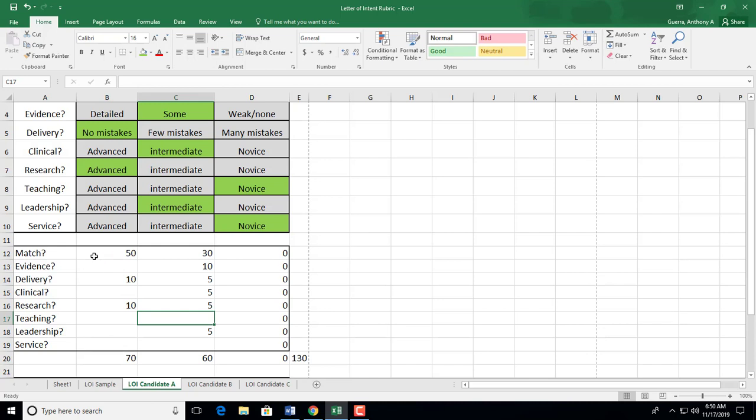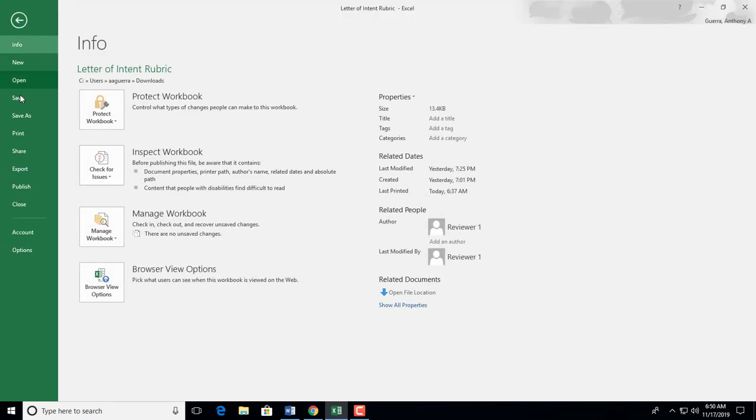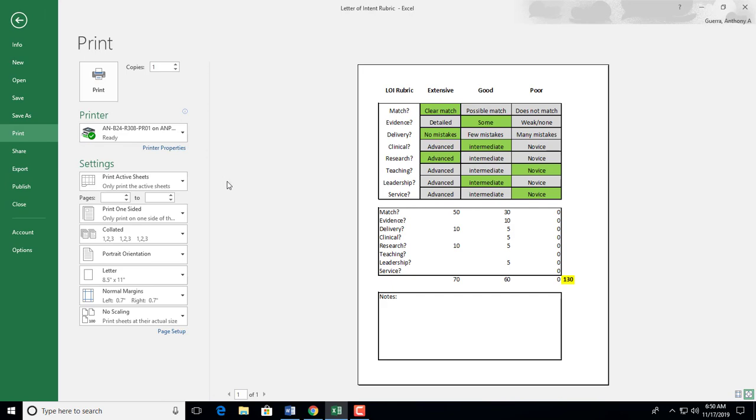And what it does is it takes you, this is the ultimate score. I'll bold it to make it a little bit easier to see and maybe put it in yellow. But that's the ultimate score. And you can see that it went from 200 to 130, but it's a very quick way to do it. And then when I save it as a PDF, or I go to print as a PDF, you can see this is what it would look like.